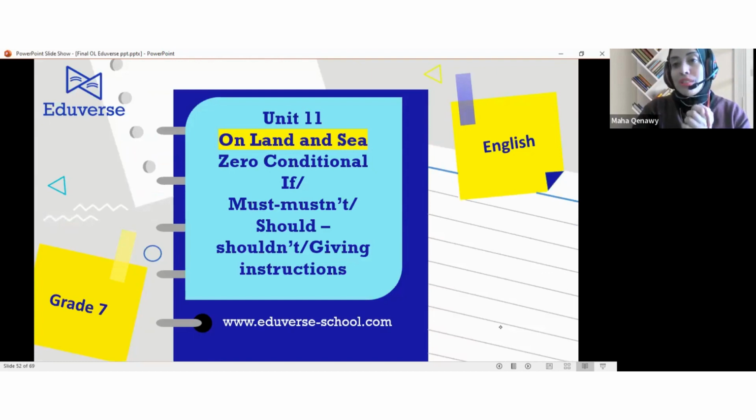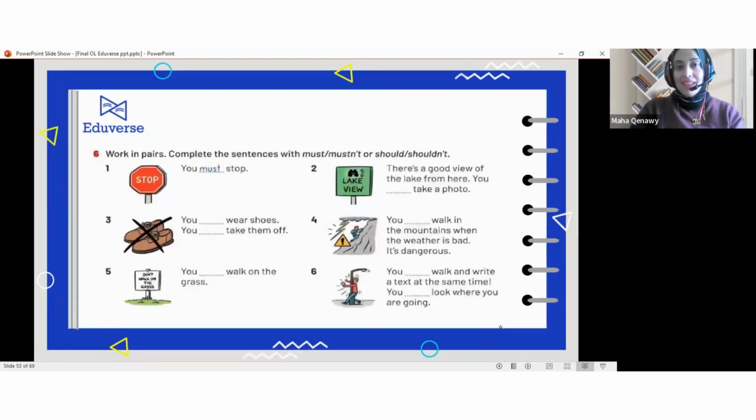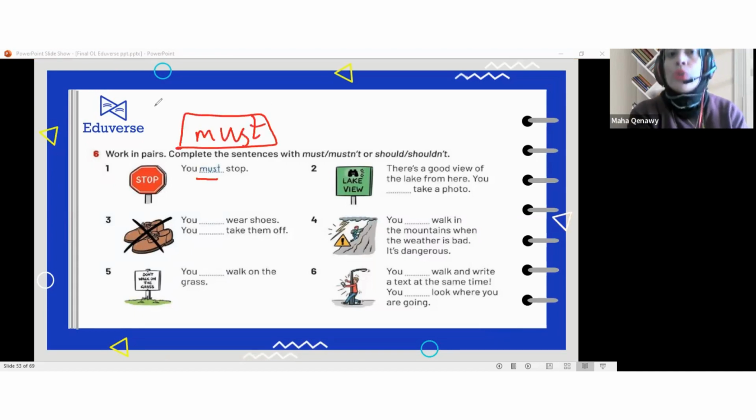Unit 11, which is the last unit we have, my dear friends, on land and sea, the amazing unit of sea creatures. We sometimes use must if it's a rule. You must put on your seat belt while driving a car. You must, for example, wear uniforms to go to some schools or some jobs. Must is a must. Sometimes we hear it's a must. Must, something you have to do, related to a rule.